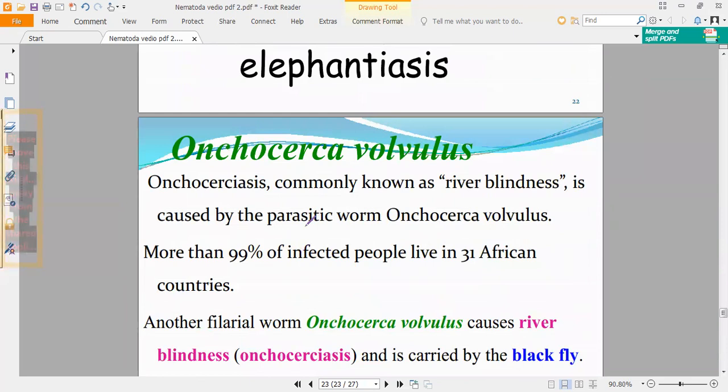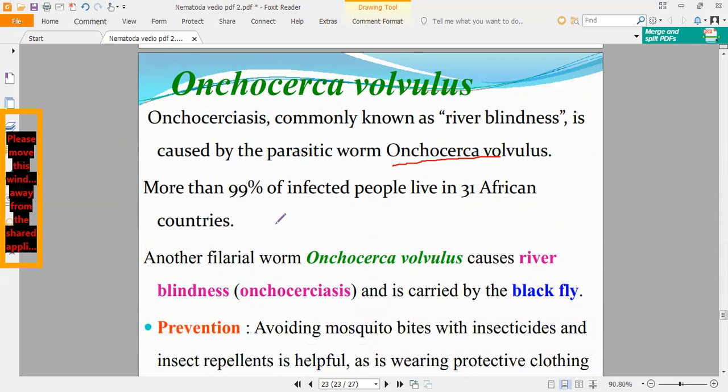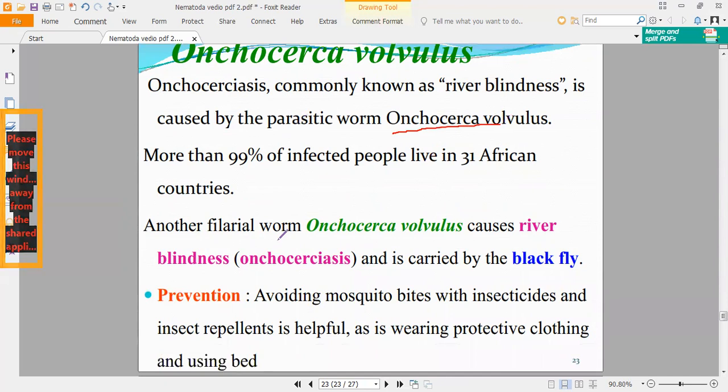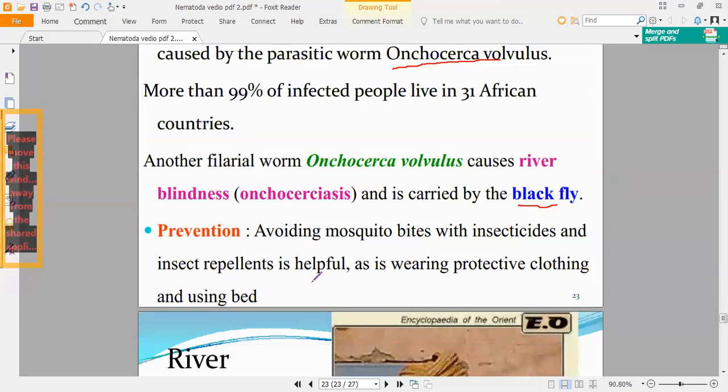Onchocerca volvulus is known as river blindness. It is caused by a parasitic worm. This one is a species which causes the disease onchocerciasis. More than 99% of the infected people live in Africa. Another filarial worm, Onchocerca volvulus, causes river blindness, or onchocerciasis, and is carried by the black fly. The black fly is a vector which transmits the parasite from the infected person to a healthy one. Prevention means removing the black fly, by using insecticides or insect repellents.